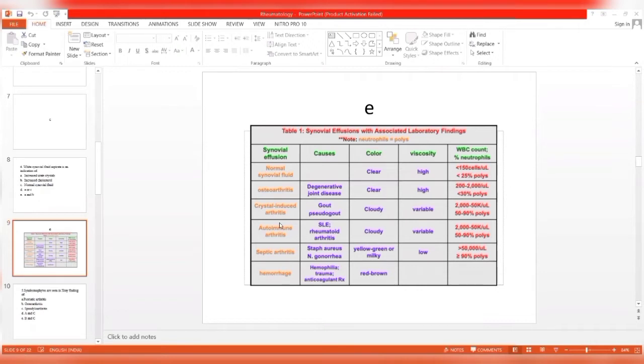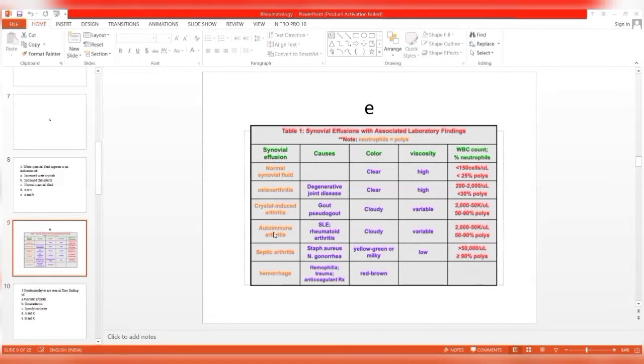Okay, and crystal-induced arthritis includes gout and pseudo-gout. We all know that. In crystal-induced arthritis, there will be increased neutrophils. Crystal-induced arthritis is an inflammatory type of arthritis. Since the crystals are seen in the joint cavity, there is chance of inflammation. So there is an increase in neutrophils to 2,000 to 50,000 per microliter. So in crystal-induced arthritis, color changes, viscosity becomes variable, and the WBC count increases.